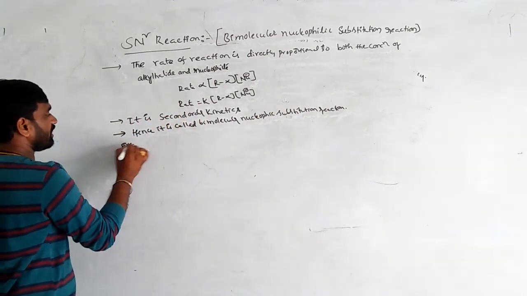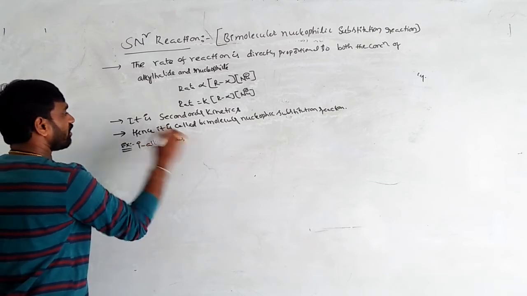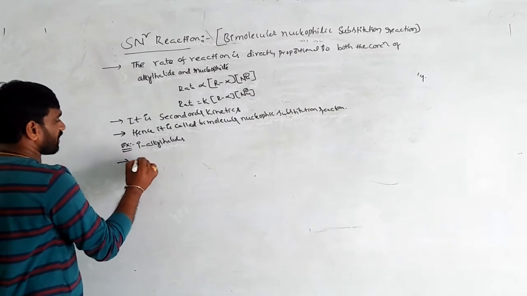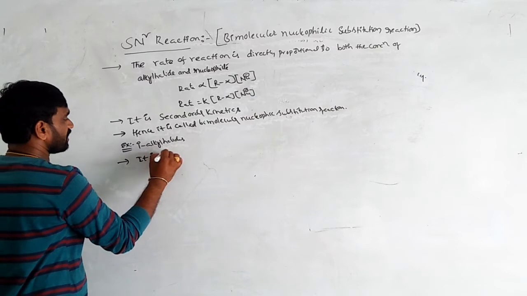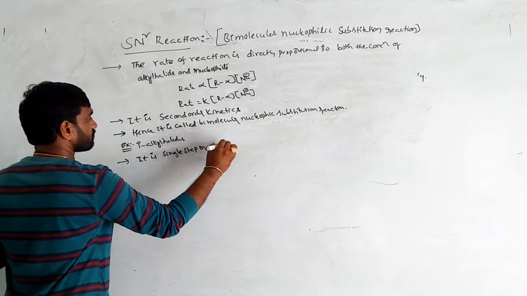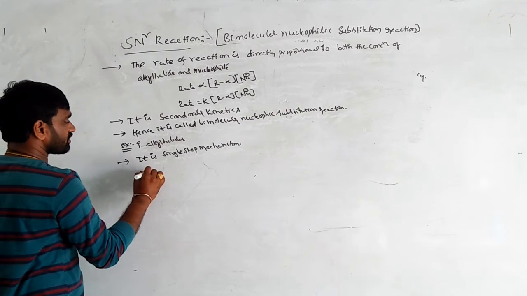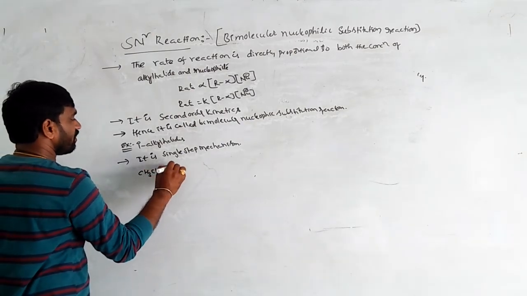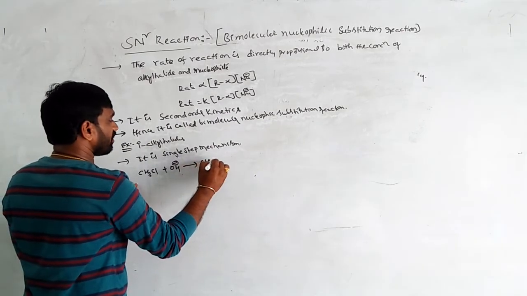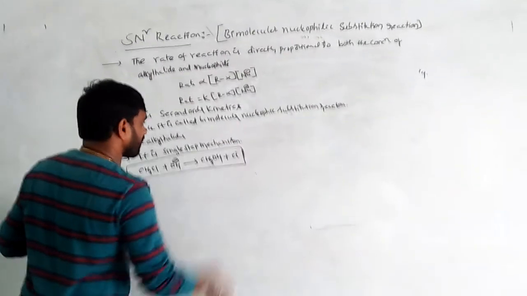For example, primary alkyl halides involve the SN2 reaction. It is a single step mechanism, that means a one step mechanism. Here, primary alkyl halide CH3Cl reacts with a nucleophile, OH minus, to form primary alcohol CH3OH and Cl minus. This is the one step mechanism.